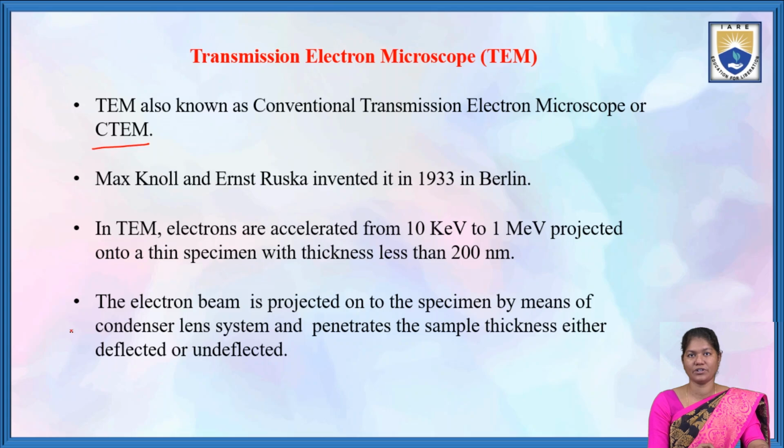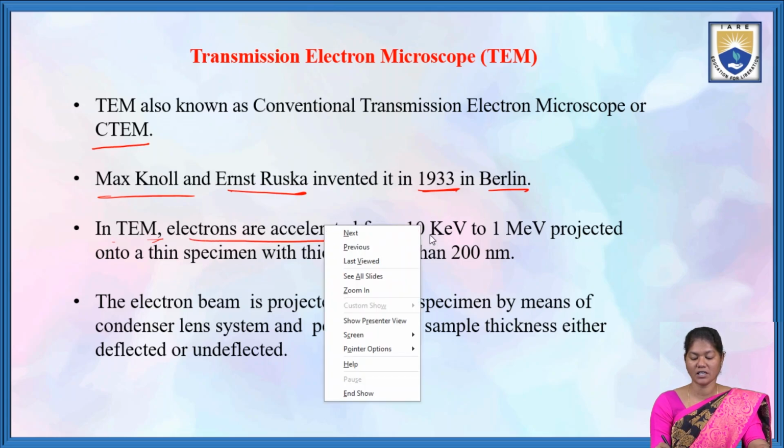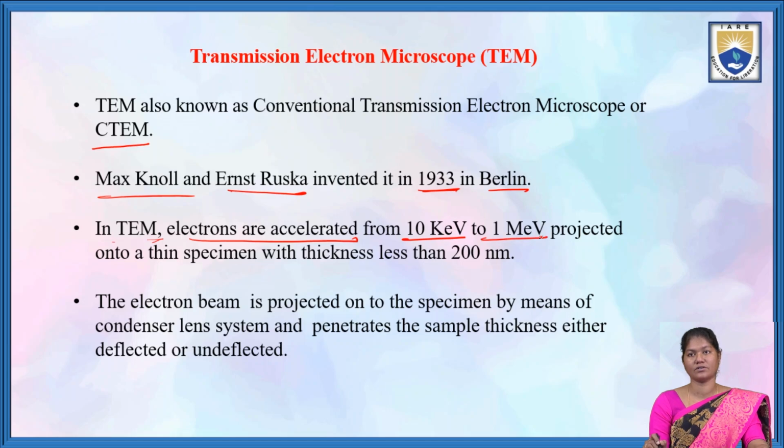in 1933 by Max Knoll and Ernest Ruska. So Max Knoll and Ernest Ruska invented this transmission electron microscope in 1933 in Berlin. In the transmission electron microscope, electrons are accelerated from 10 kilovolts to 1 mega electron volts and projected onto a thin specimen which has a thickness of less than 200 nanometers.